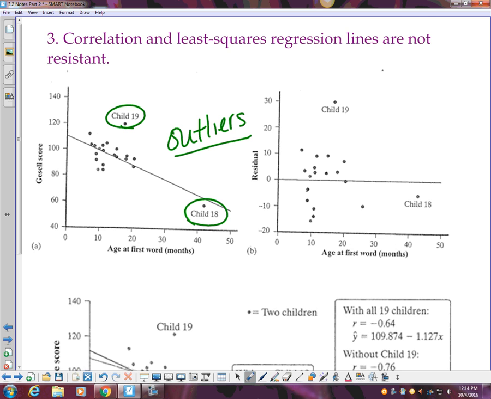All right, now let's jump over here to the residual plot. You can see the residual here is big. But what about the residual for child number 18? Not quite as big. But if you look back at the scatter plot, you can see that child number 18 is an outlier. But if you look at the residual, it doesn't show up as much unless you look at the horizontal distance away from the group.